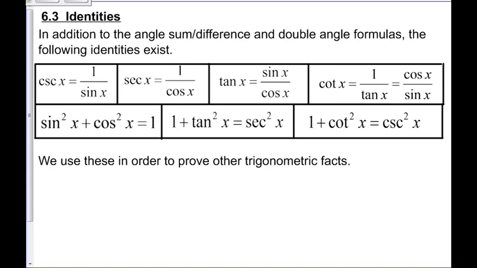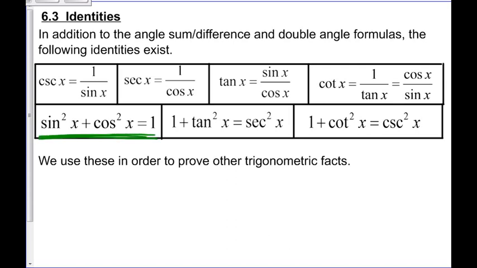We're going to work a little more with identities. We had those double angle formulas, angle sum and difference formulas. Here are some basic definitions. Cosecant is 1 over sine, secant is 1 over cosine, and so on. We also have these Pythagorean identities.